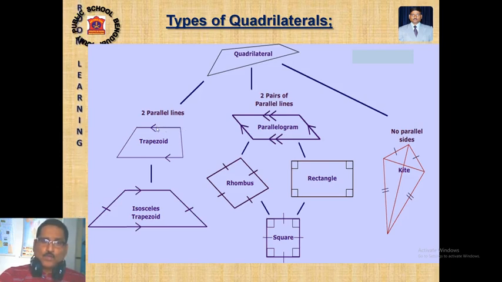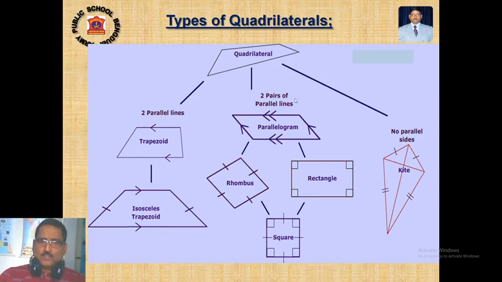But when the non-parallel sides of the trapezium are equal, then this figure is called an isosceles trapezium. This is a simple trapezium: one pair of opposite sides is parallel and these two sides are non-parallel. But when these non-parallel sides are equal, then it is called an isosceles trapezium.